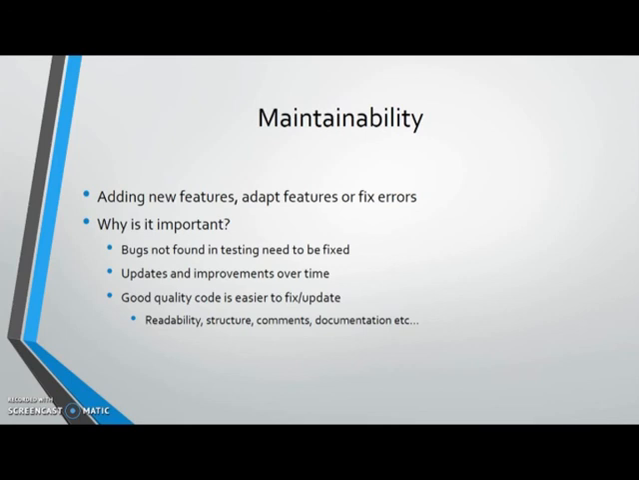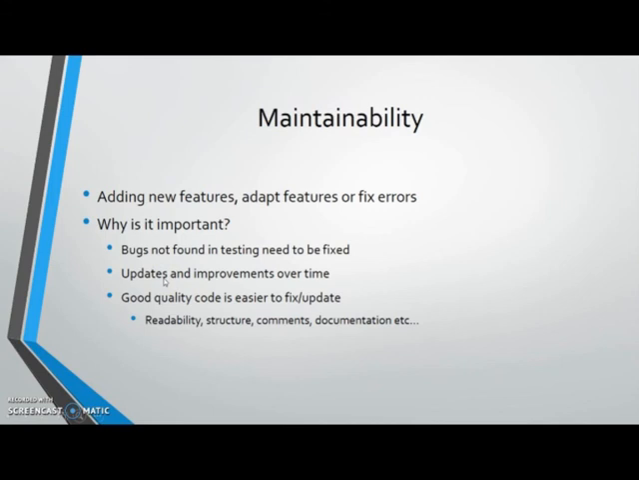Maintainability. This means the ability to add new features, adapt the current features, change the program, or particularly fix any errors that you found. Why is it important? Well, obviously the code will need to perhaps change over time. It might be that there are certain bugs or errors that weren't found when you tested it to start with. These need to be fixed. It might be that you've got to make updates.